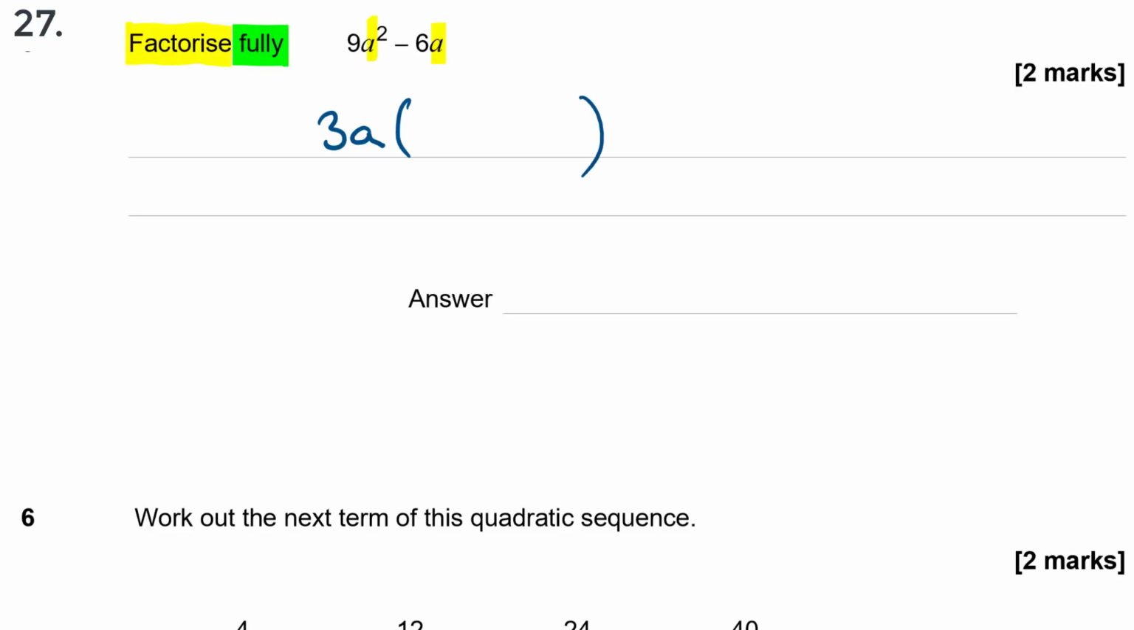And then I open a pair of brackets, and inside the brackets are the bits that aren't in common between the two terms. What do I need to multiply with 3a to get 9a squared? Well, 3 times 3 is 9, and a times a is a squared, so I've got to have a 3a there. And I'm going to have a minus sign in the middle to match that one in the expression. And then I have to work out 3a times what is 6a. Well, 3a times 2 is 6a. Okay, that's the answer. So I factorised it by putting brackets in, and I factorised it fully because I've got both the common factors out.